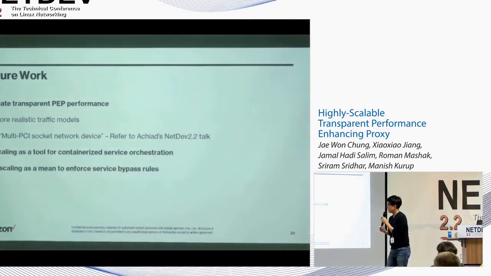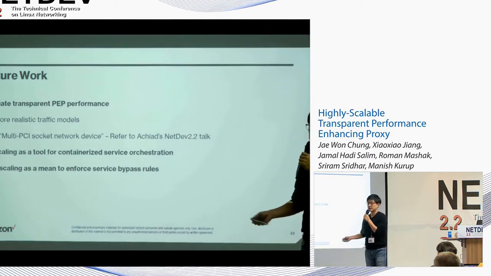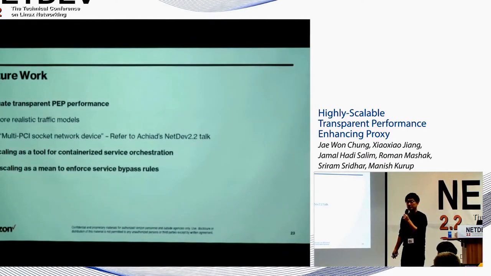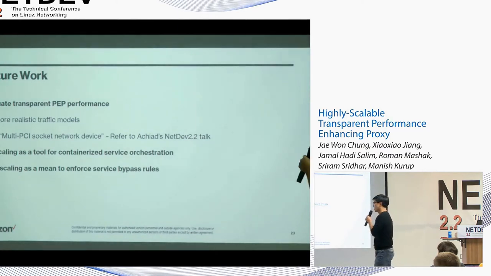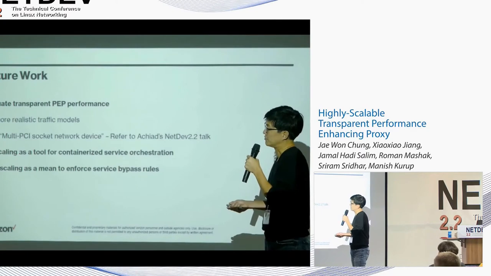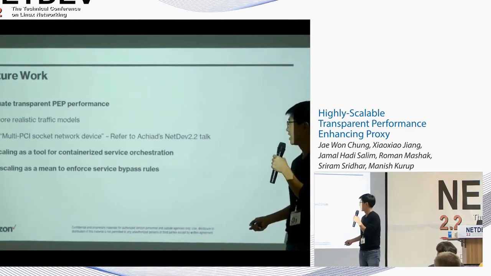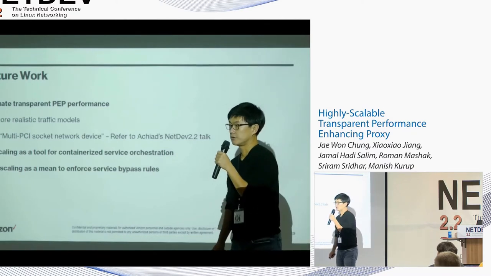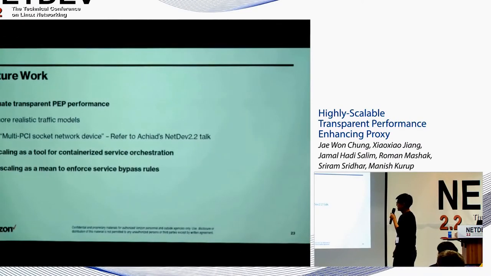Another thing is I would like to work on TC scaling as a tool for containerized service orchestration. This is what I explained as the example of bypass flow. Those kinds of things could be orchestrated using TC. It's hard to say right now, but if it's more complicated routing and forwarding for the terminated traffic, then using TC might be the better option. If it's just the bypass, then XDP would probably be the right layer to enforce the policy. Those things I left as future work.